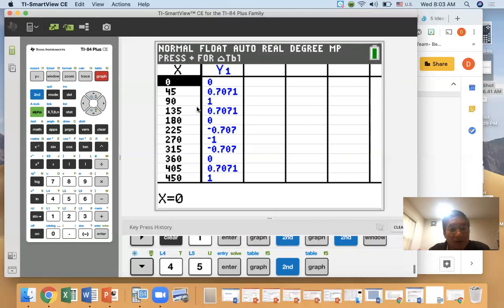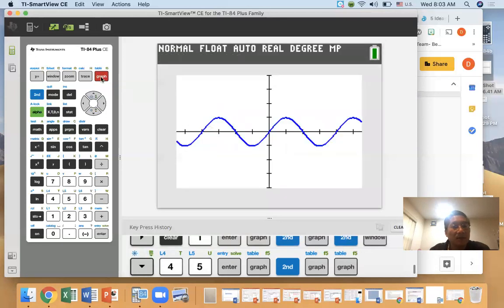So 180 degrees is 0, 270 degrees is -1, and 360 degrees is 0 again. So this sine curve keeps repeating this cycle. So look at this.